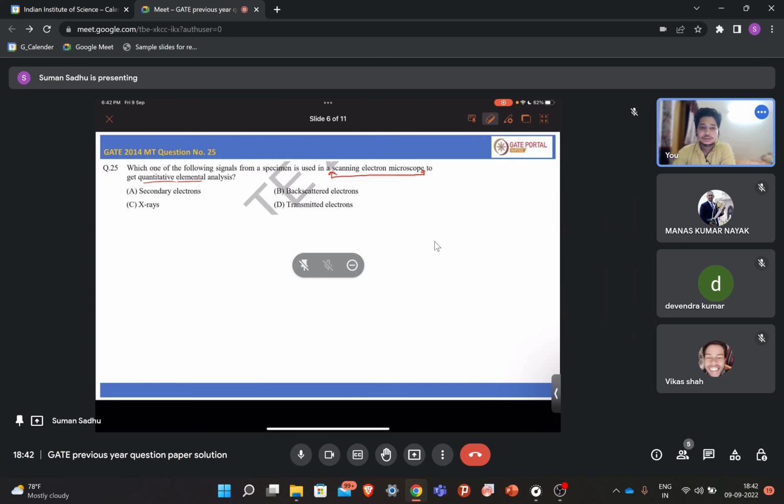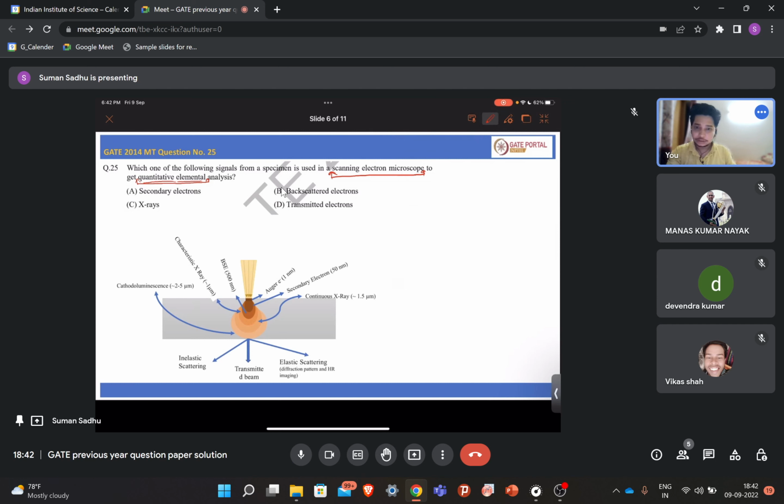Okay, so first let us understand this question. Different types of signals are generated when the electron interacts with the specimen in a scanning electron microscope. One type of signal is secondary, another is backscatter, and another is X-ray. What we have to tell here is which technique we use for quantitative elemental analysis. Quantitative means you can calculate the amount of that element present. Do you know how a secondary electron is generated, and how a backscatter electron is generated?